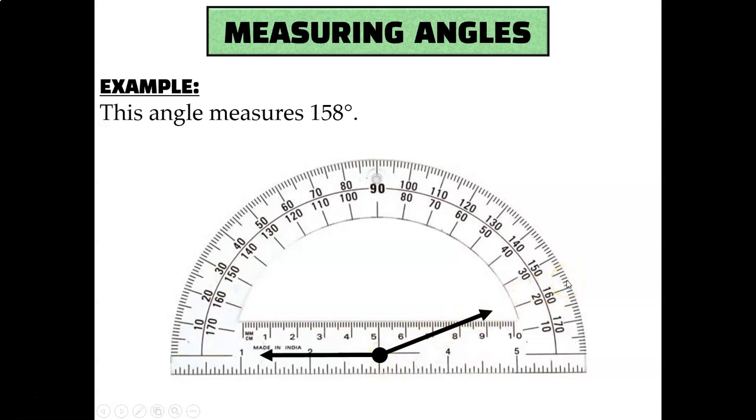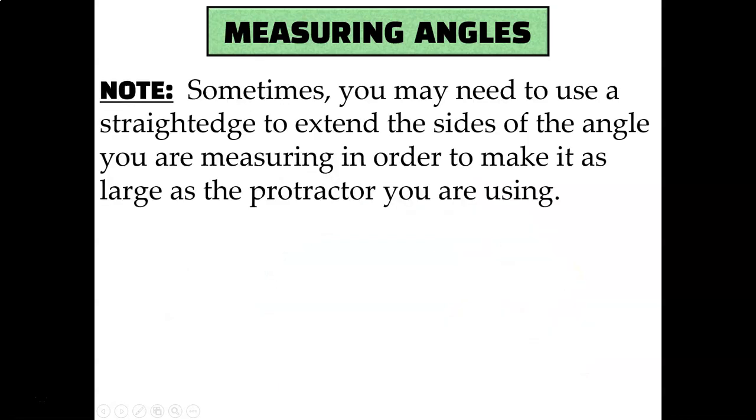go far enough. And this is actually a pretty common problem, especially on worksheets where the angles are printed too small, that your protractor is too big to measure it the way that it is. But that doesn't mean it's impossible to find the measurement, it just means that you need to use the straight edge of your protractor to extend one of the sides of your angle.